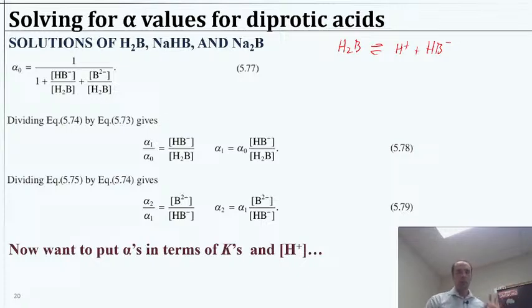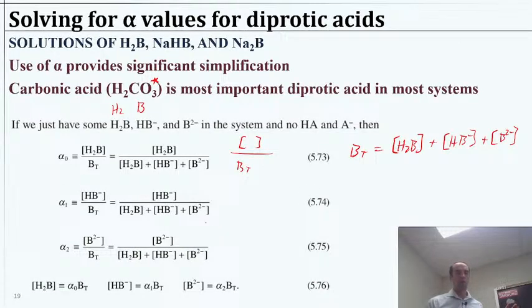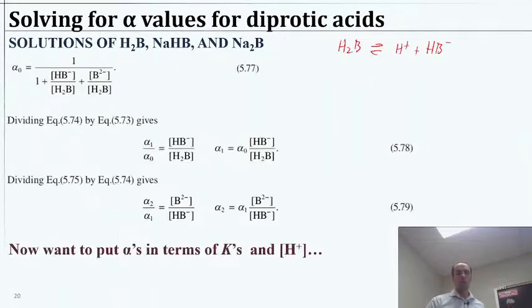But even if we just take these large equations and divide one by the other, what we'll find is it simplifies here, and then we can say alpha 1 is equal to alpha 0 times HB minus divided by H2B. Likewise, with alpha 2 and 1, we could get alpha 2 is equal to alpha 1 times B2 minus divided by HB minus. Okay, so all of that's algebraic. We can also have some intuition there, but that's all algebraic simplifications working to try to tackle this problem and simplify things.